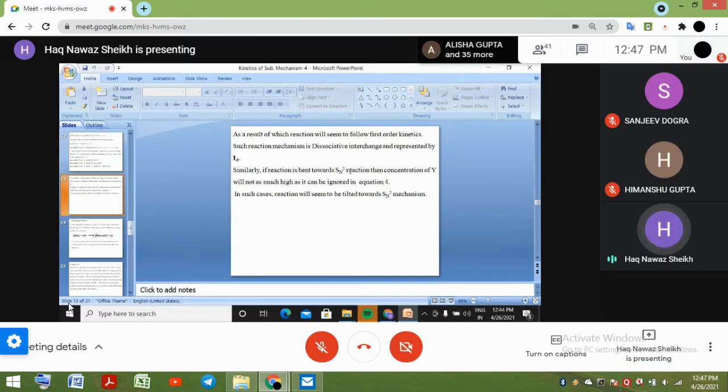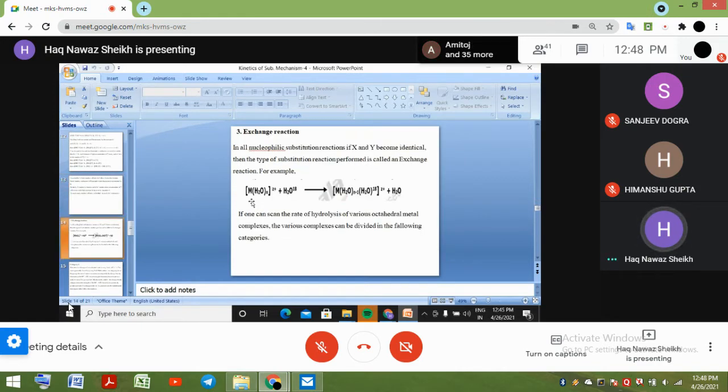Similarly, if the reaction is bent towards SN2 reaction, then the concentration of Y cannot be neglected in the equation, and in such a case it will have the SN2 mechanism, bimolecular. So then we have the exchange reaction. In all nucleophilic substitution reactions, if X and Y become identical, then the type of substitution reaction performed is called the exchange reaction. So this is an example: aqua complex and water coming inside.